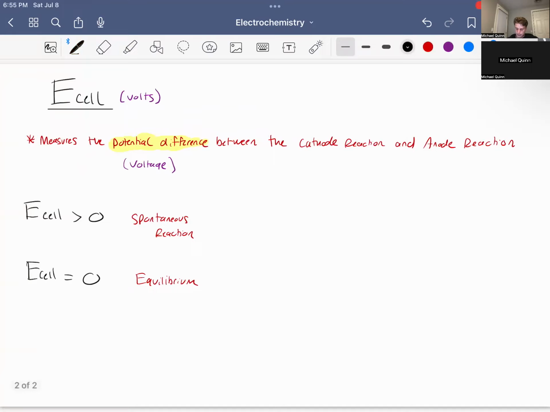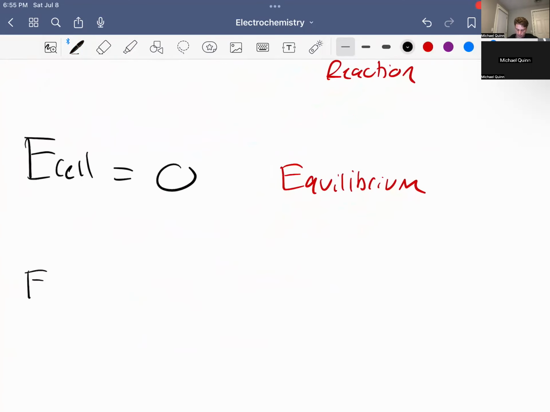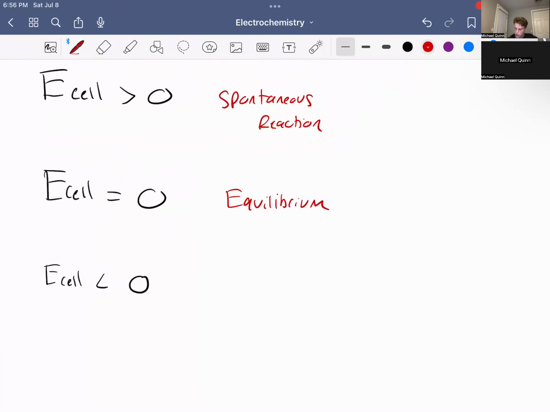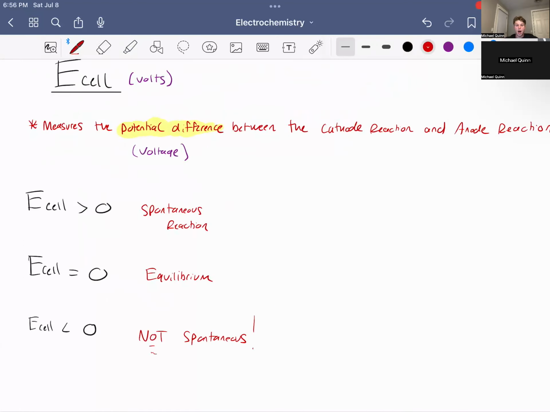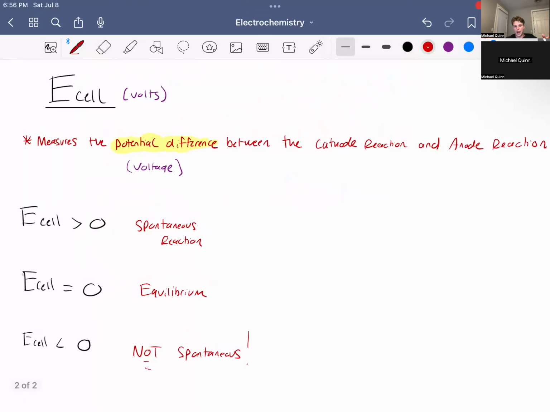Now, if we have an Ecell that is less than 0, this reaction will not be spontaneous. In other words, if we were to set up an electrochemical cell and measure that the potential difference between the anode and cathode reactions was negative, this reaction will not occur unless we were able to hook up this electrochemical cell to an external energy source.